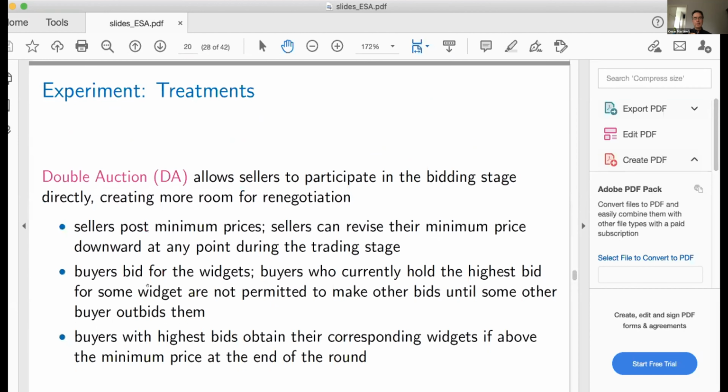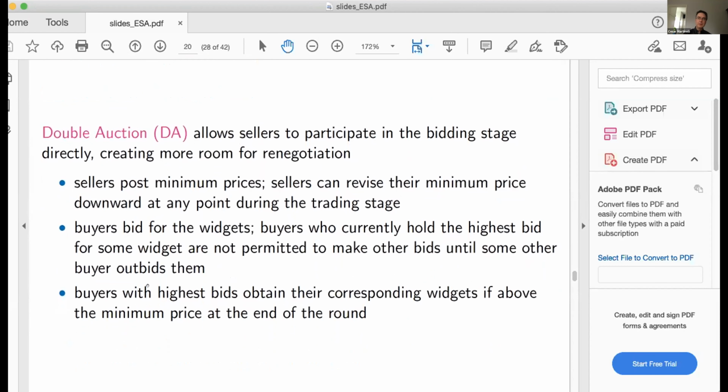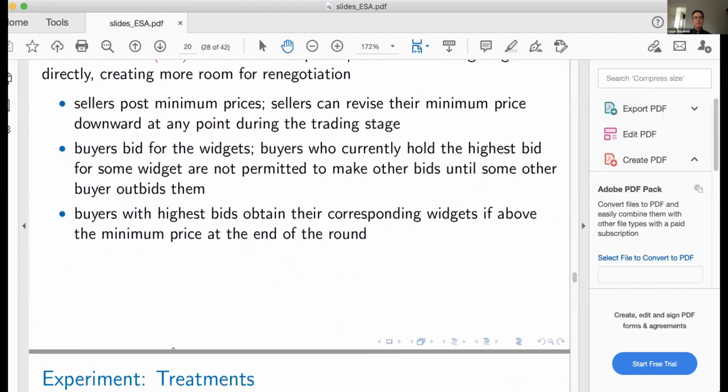The second treatment is the double auction. This is our understanding of the double auction. It has to be reinterpreted for this scenario. So here we allow sellers to post minimum prices, but we allow them to revise down their asks, and we allow buyers to bid up. That's basically what we do in the double auction. So we reduce the commitment power of the sellers.